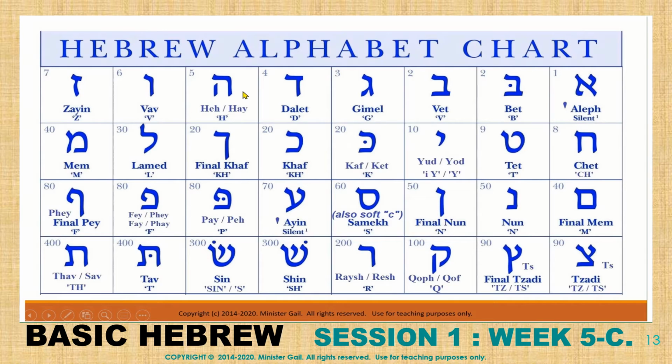H or H-E for huh. It has an opening here on the left for air to go in and out. Your breath. Huh. This is V or W, the vav. Seventh letter looks like a seven. It's a Z for Zayin. A Z.